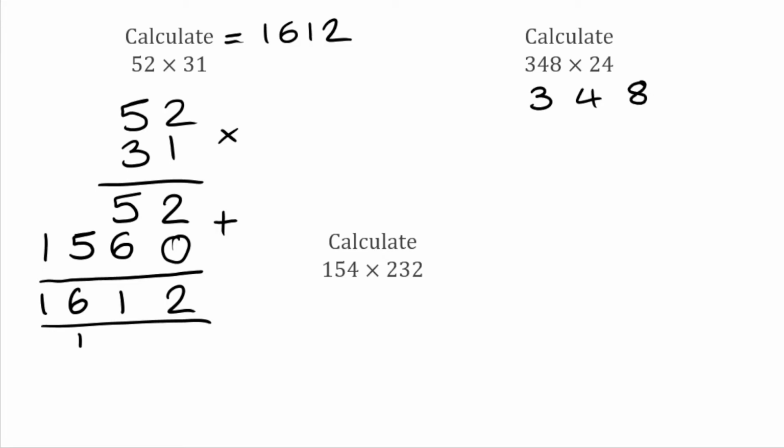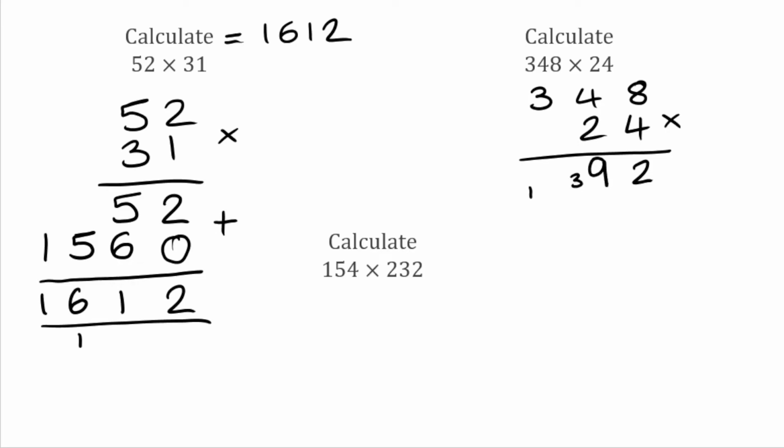Okay, for our next question, we have 348 multiplied by 24. So we're going to start with the right-hand column. We're going to start with that 4. So we've got 4 times 8, which is 32. So I put the 2 in this column and carry over the 3. I've then got 4 times 4, which is 16. Add on the 3 gives me 19. So the 9 would go here, carry over the 1.